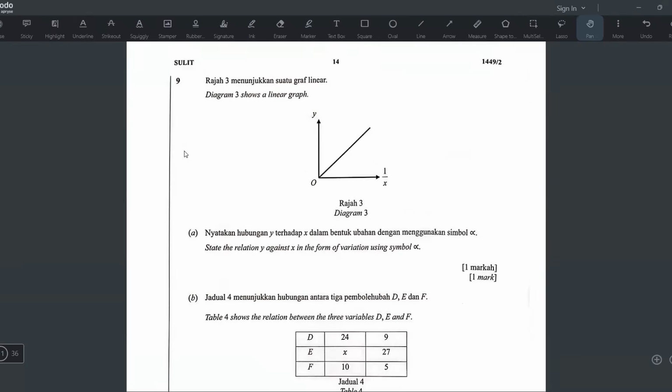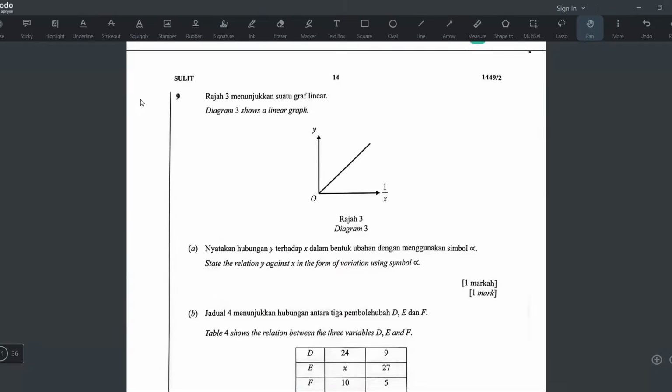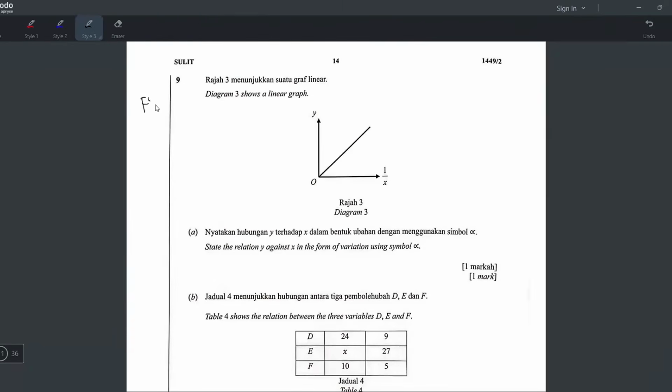Okay, let's continue. Number 9. Okay, this one, variation. Form 5 chapter 1. Dalam bahasa Melayu is called the ubahan. Okay, diagram 3 shows a linear graph. Linear means the highest power will be 1 and it will be a straight line. So you can see it's a straight line. Okay, the y-axis is y, 1 over x, and you can see it starts from 0 and then it goes up. Okay, state the relation y against x in the form of variation using symbol.